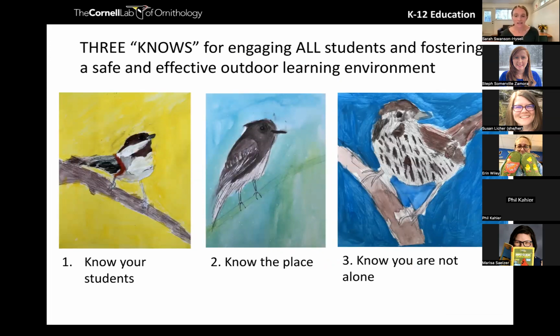And now I'd like to share some strategies that really helped me, particularly at the beginning of taking kids outside, for helping them feel safe and for helping me teach effectively outside. So I put this in 3 different buckets. The first bucket is to know your students. The second one is to know the place. And the third one is to know that you are not alone.